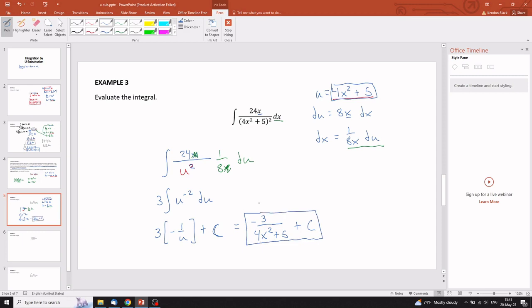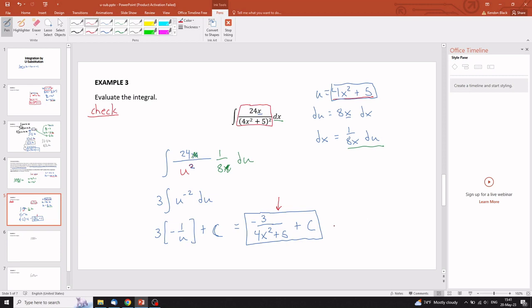Now, I think this would be a good time to talk about checking our answer. As I'm going through this problem, I think I'm doing everything right, but I'm not totally sure. Did I arrive at the correct answer? So here's how you check. If we take the derivative of this solution, we should end up with the original integrand here. Okay, so let's go ahead and take the derivative.